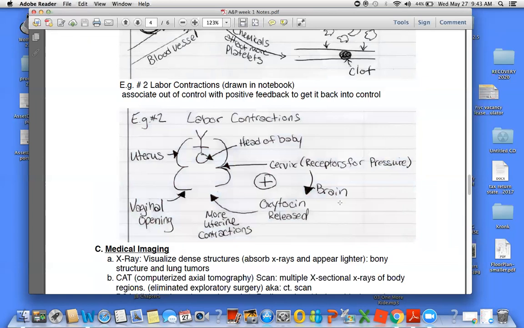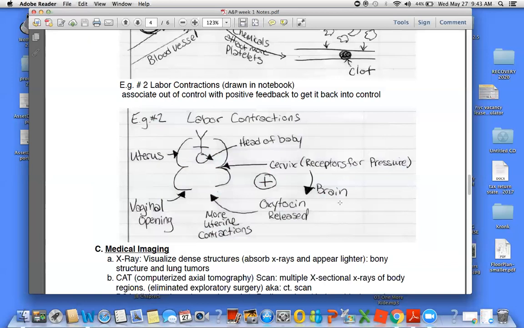The oxytocin causes more uterine contractions, which is going to do what? Make the baby's head keep hitting the cervix. The cervix keeps sending messages to the brain. Therefore, more oxytocin is released. Whoa, things are out of control. Enough contractions happen due to the oxytocin hormone being released from the brain, due to the baby's head hitting the cervix, that the baby goes out, right?